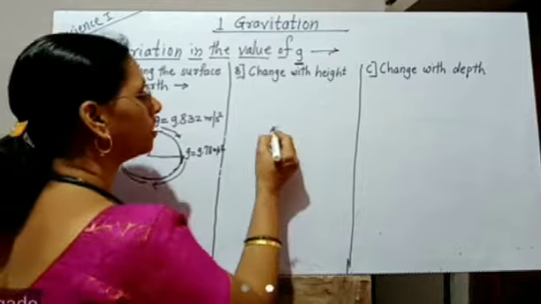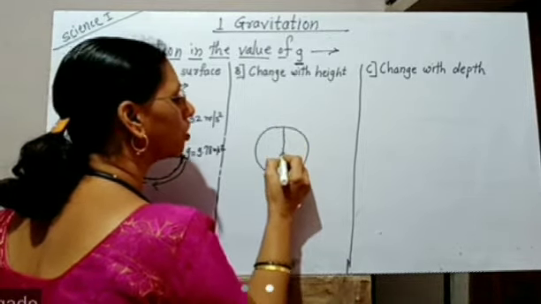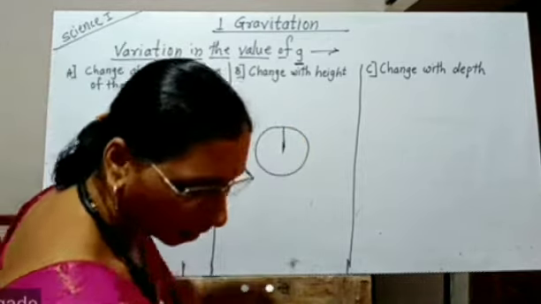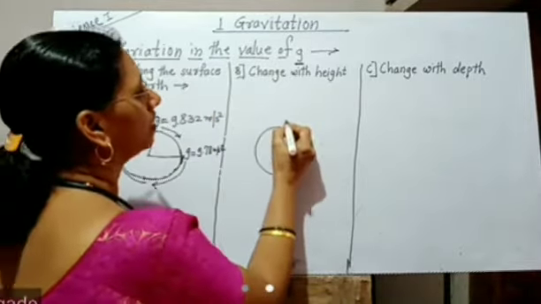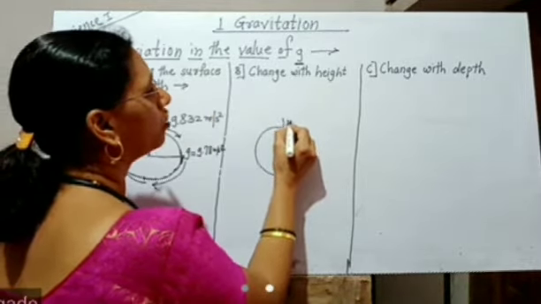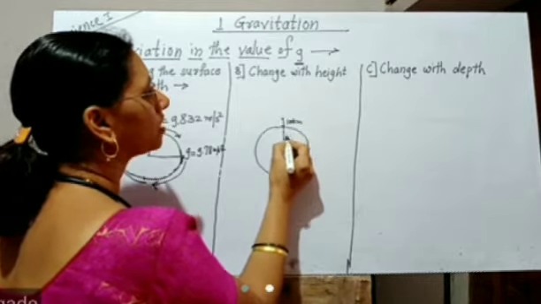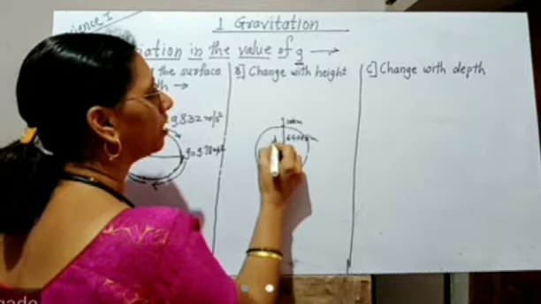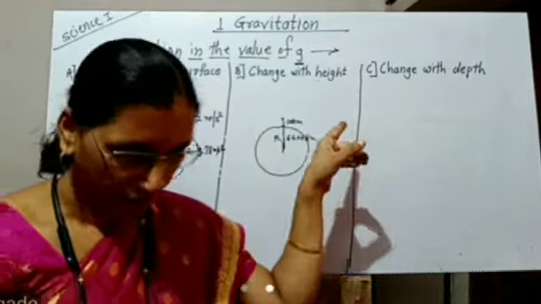We know the radius of the earth is 6400 kilometer. Suppose an aeroplane is 10 kilometer above the earth. Then this is a very small distance as compared to the 6400 kilometer radius.